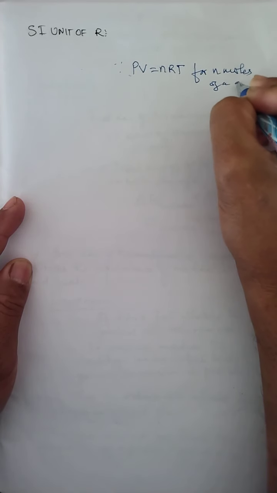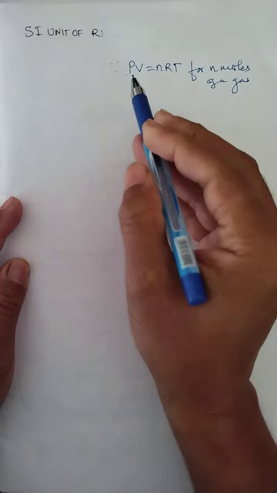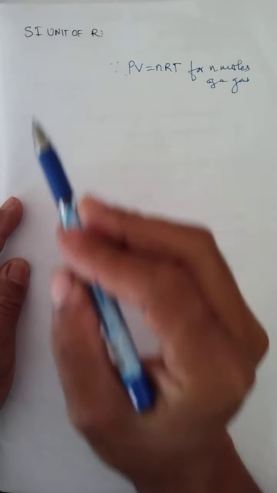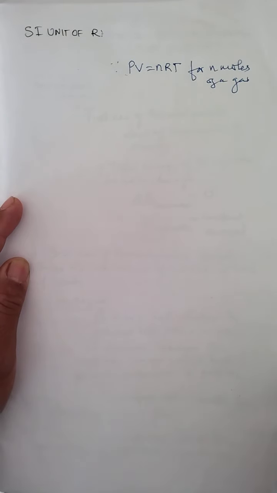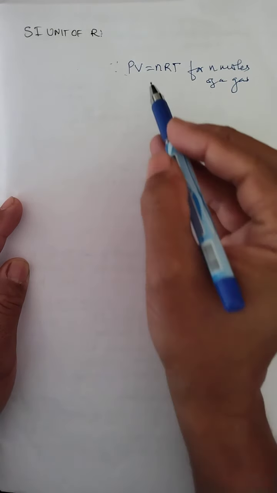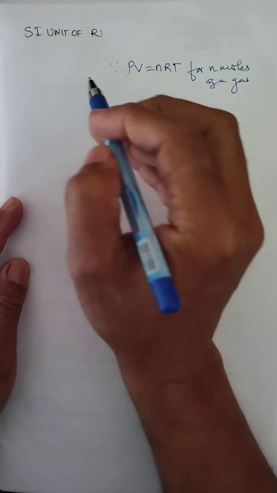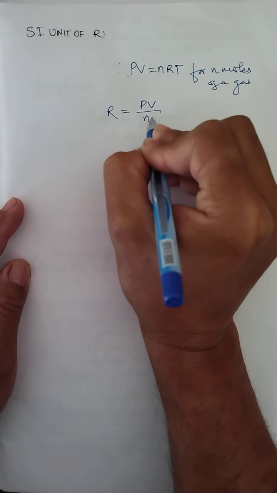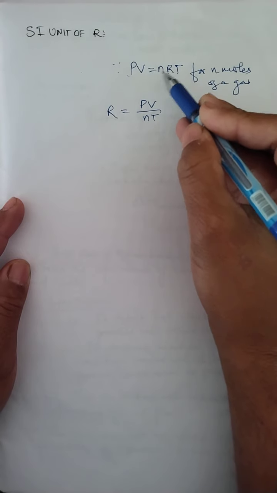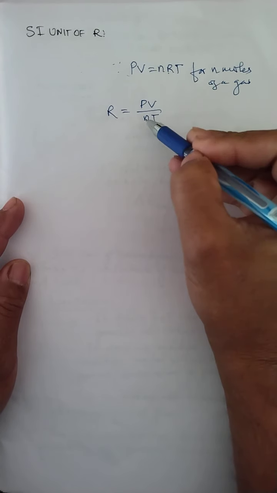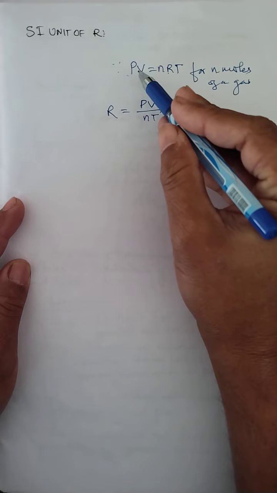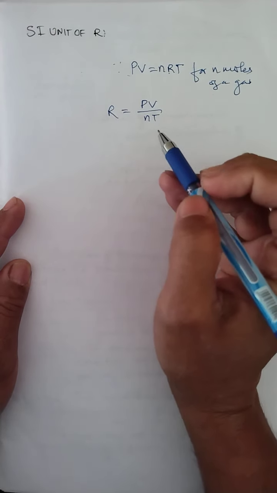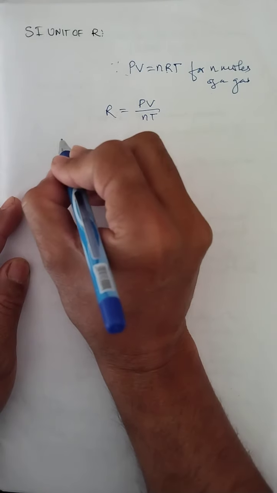Now from this relation, we write the SI unit of R. R is a constant, but we write the unit of R. So I make R the subject. If I make R the subject, then I write R equals PV by nT. Just see, if I make R the subject, then n and T will go in the denominator of the left hand side PV. So R is nothing but PV by nT.